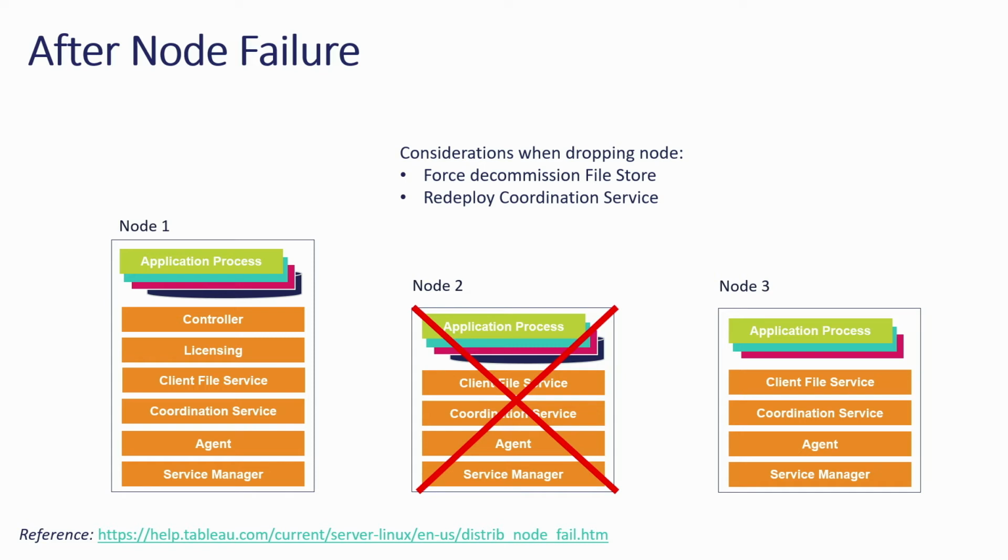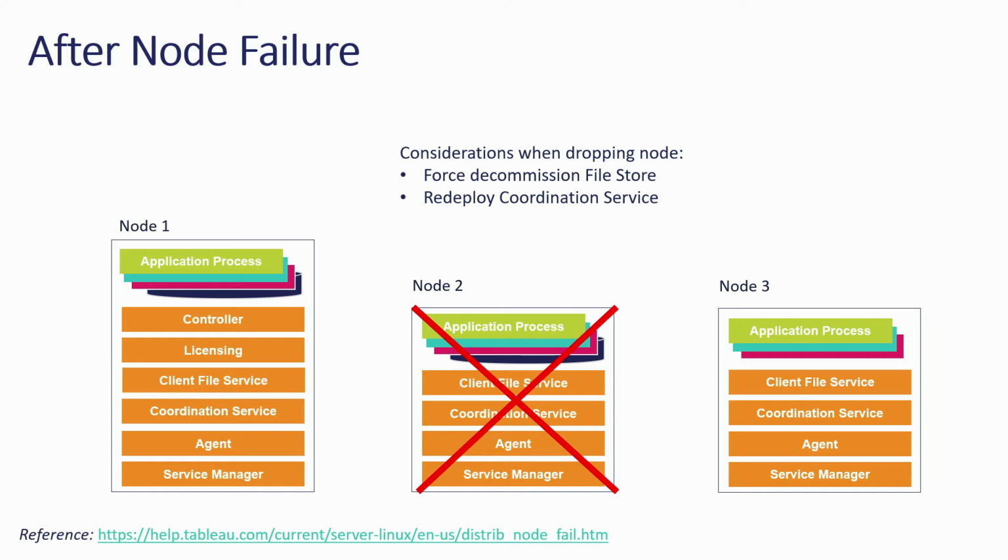In order to drop a node with a file store, you have to decommission the file store. So how many of you here know what that actually means? What happens when you decommission a file store? Sounds like a battleship or something. What happens when you decommission a file store? Anybody know? All right. Okay, I'll tell you here.